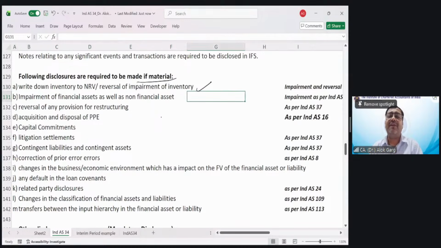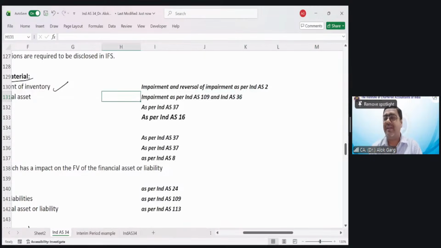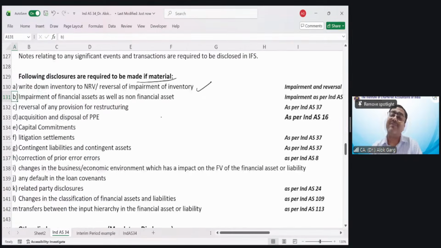Second is impairment of financial asset as well as non-financial asset. For example, you have created a provision on your trade receivables, debtors, which is a financial asset, or you have also charged impairment loss on your investment property, PPE, intangible asset. If there is any impairment of financial and non-financial asset, as per Ind AS 109 and Ind AS 36, which I am going to take with all of you, that impairment, if it is material, is required to be disclosed in the notes to accounts. Reversal of any provision for restructuring.